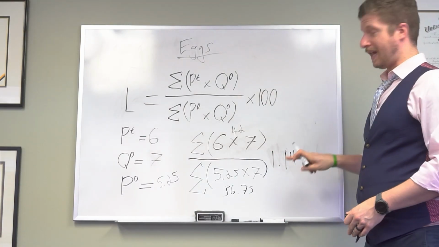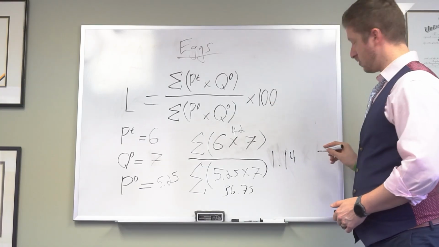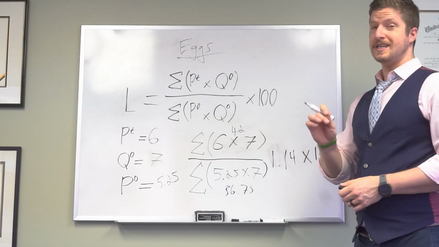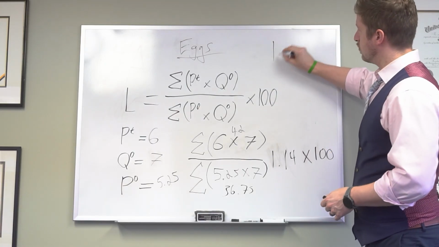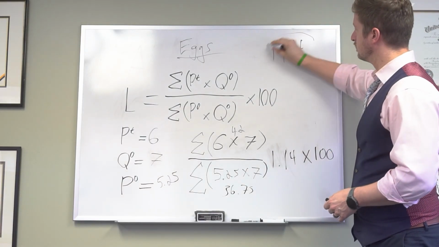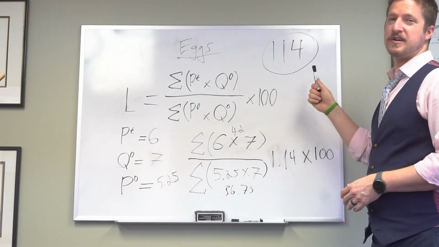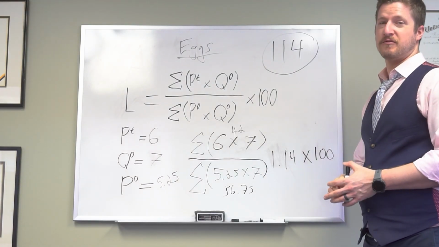And then you're going to multiply that number by 100. So your CPI answer is 114. Which you can interpret to mean that your prices increased by 14% from last year.